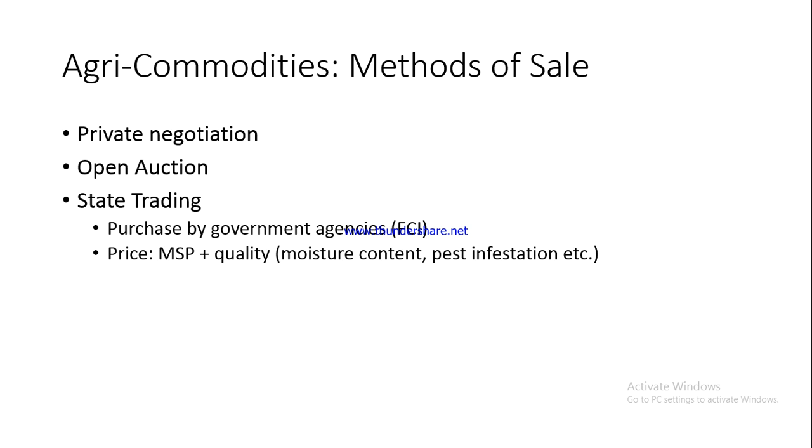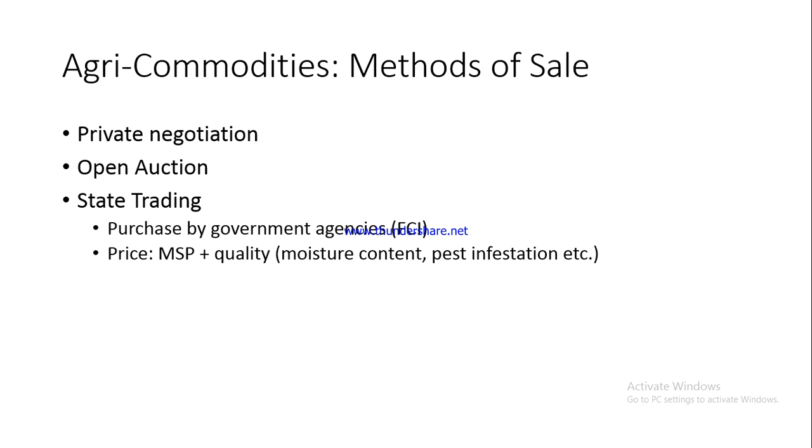However, according to the quality of the agri-commodity on offer, the price may vary a little within a particular band. So the MSP is there, the minimum support price is there, and then the quality of the commodity would also play a role in deciding the final price which the government would be paying.